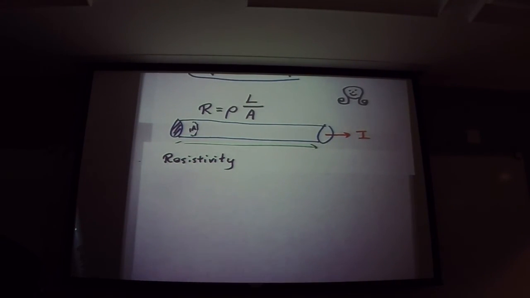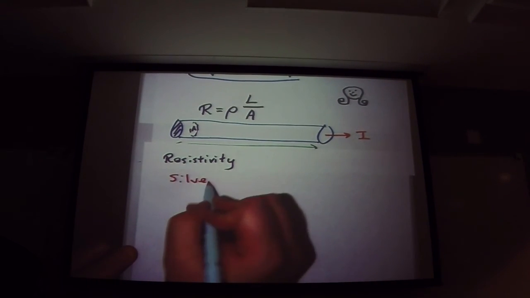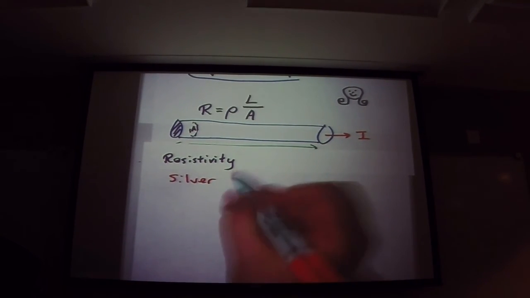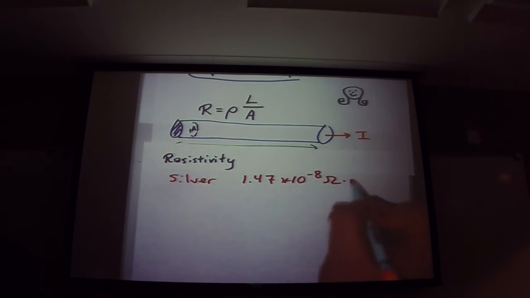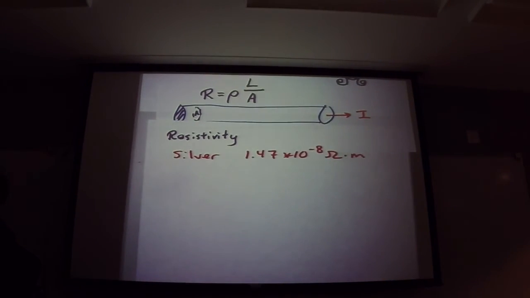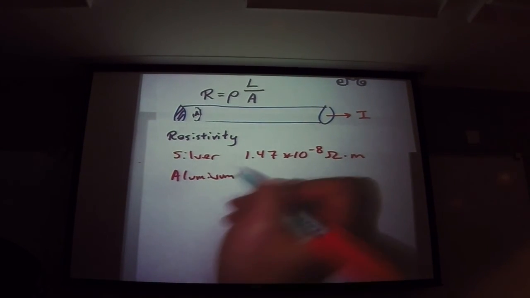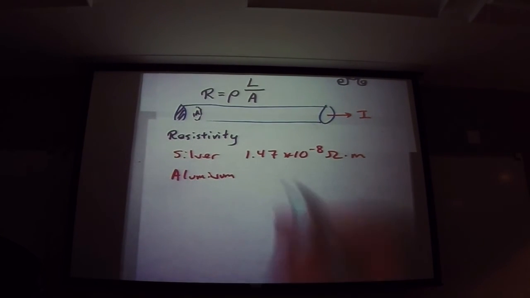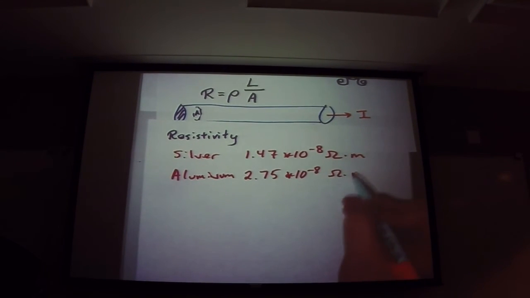All right, resistivities. We've got a couple of materials here. Silver, and these are resistivities at 20 degrees centigrade, which is room temperature: 1.47 times 10 to the negative 8 ohm meters. Now we've got a couple more. Aluminum: 2.75 times 10 to the negative 8 ohm meters.